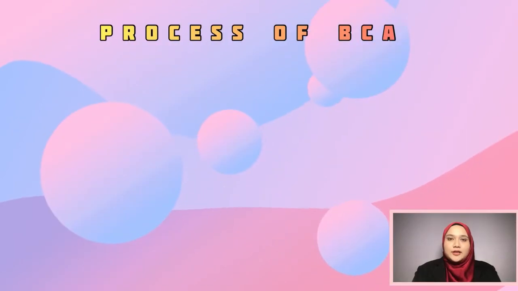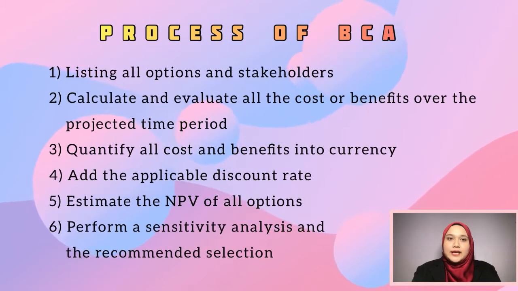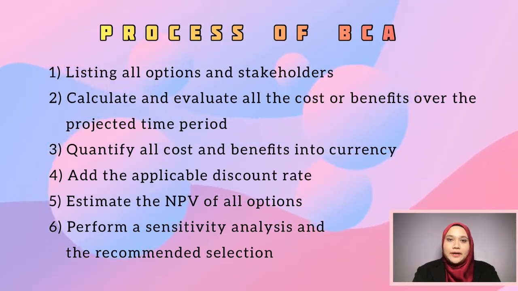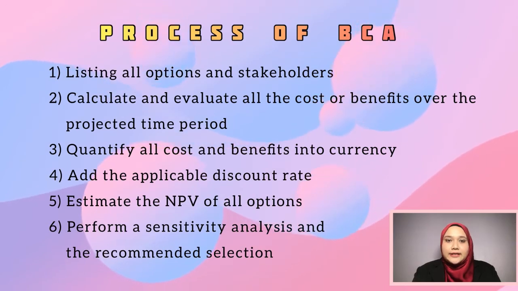The process of BCA. First, list all options and stakeholders. Second, calculate and evaluate all the costs or benefits over the projected time period. Third, quantify all costs and benefits into currency. Fourth, add the applicable discount rates. Fifth, estimate the NPV of all options. Sixth, perform a sensitivity analysis and make the recommended selections.